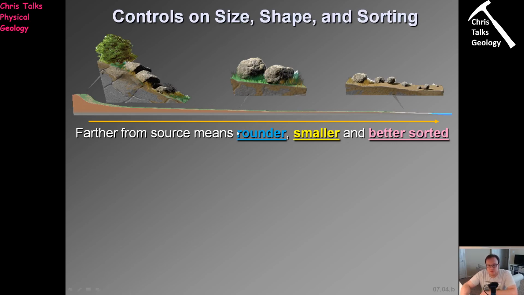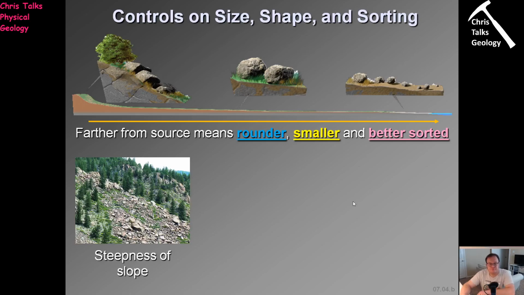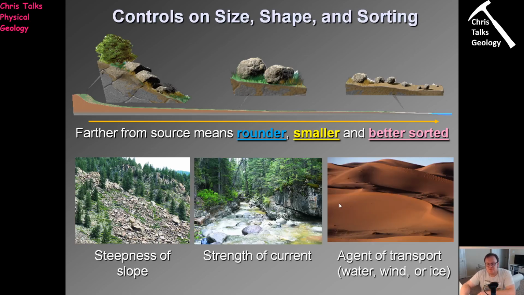Okay, so we've discussed rounding, we've discussed size, and we've discussed sorting. So the longer you transport a sediment for, the rounder the clasts will become, the smaller the clasts will become, and the better sorted your sediment will be. Now, there are a few things that will affect the speed at which these processes occur. Now, the first one is going to be the agent of transport.